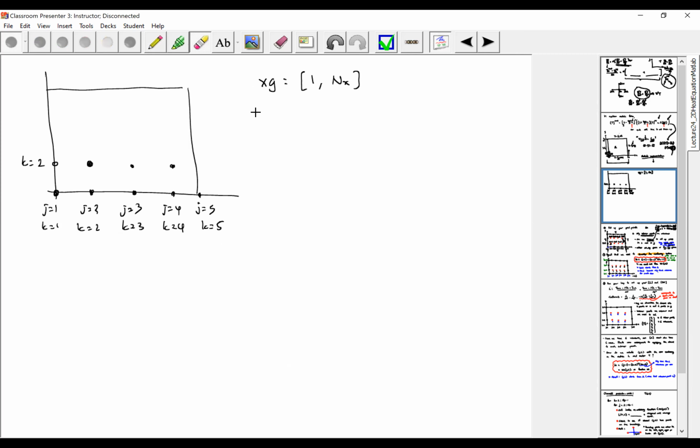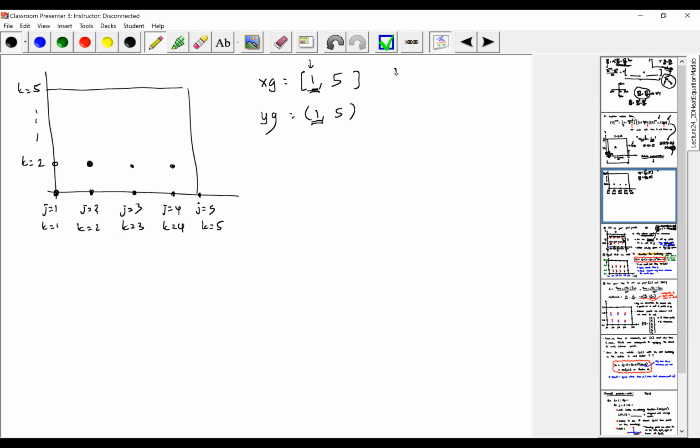So basically xg, when you call your linspace, it becomes a row vector of 5 points. So it has a size of 1 by 5. The same goes for your YG. Let's say you have until k equals to 5. So your YG will basically be a row vector that has a size of 1 by 5. Okay, so it only has one row, but we use this index here.